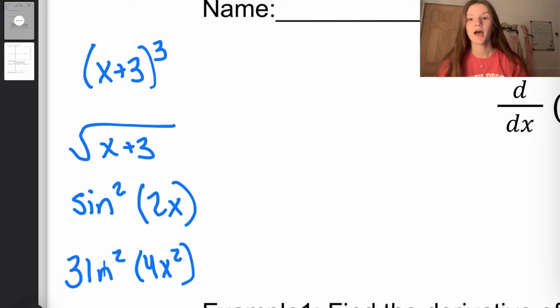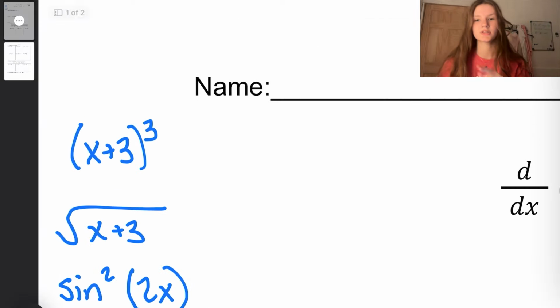I just want to go over how to find what's the outside function and what's the inside function. The first one we have here is x plus 3 cubed. So the outside function would be x to the third.